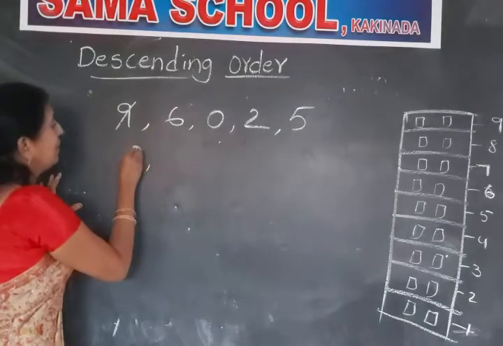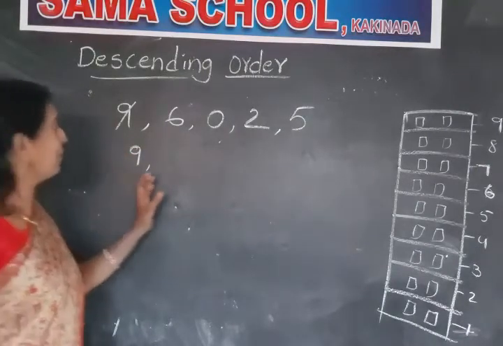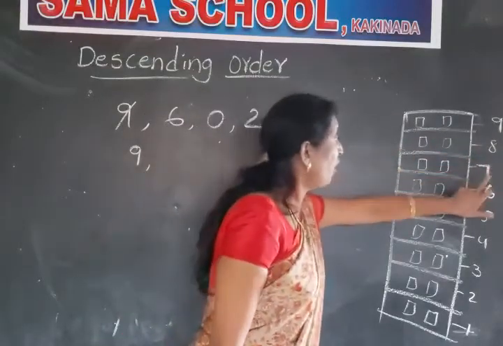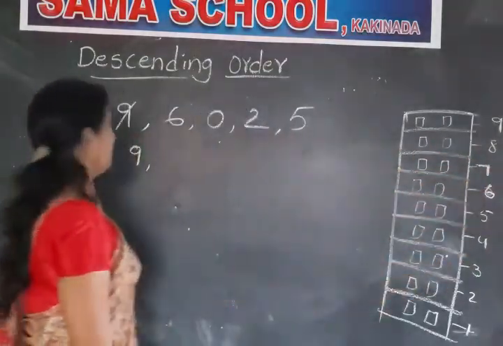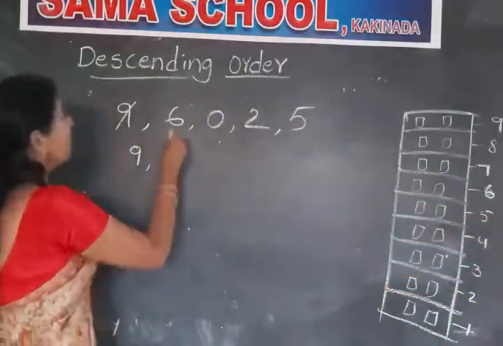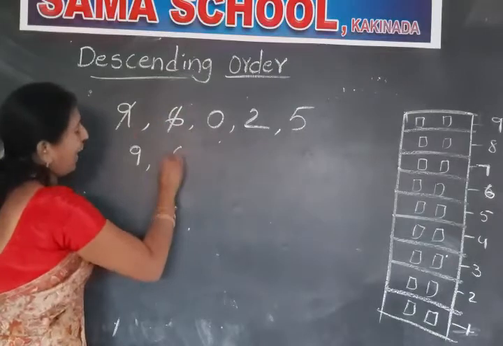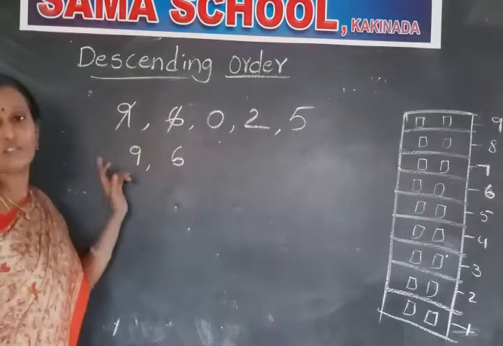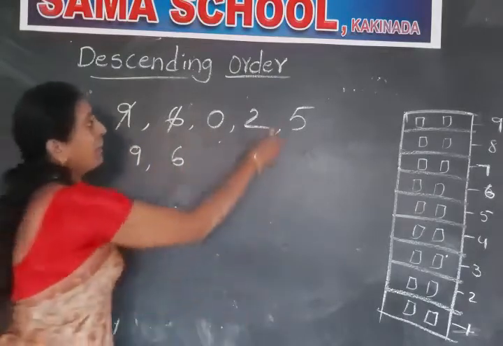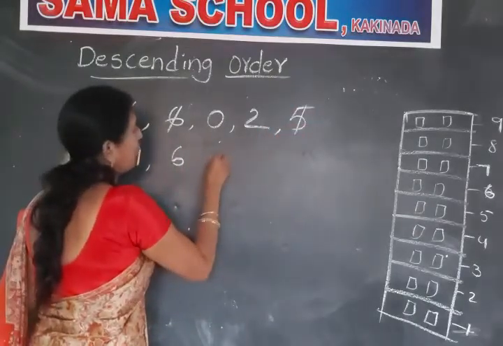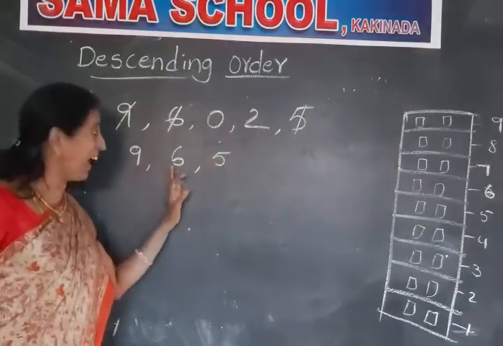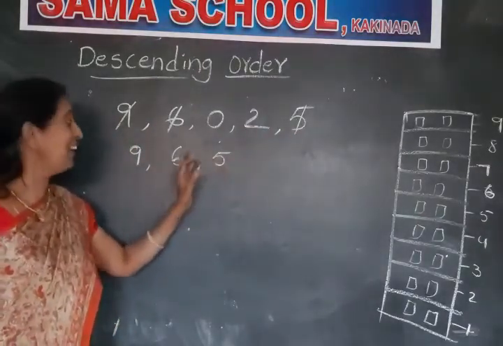Next, 9 before 8. 8 before 7. So 7 now. 7 before which number? 6. So 6 is smaller than 9. Next, 6 before which number? Yeah, 5. 6 is before 5. So 5 is smaller than 6.